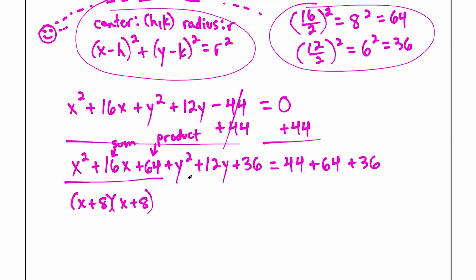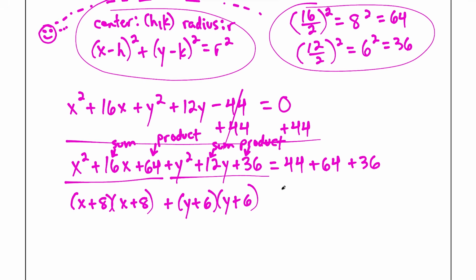And then next, I'm looking for two numbers that have a sum of 12. And the two numbers also have to have a product of 36. So the two numbers here would be 6 and 6 because 6 plus 6 is 12 and 6 times 6 is 36. So I have (y plus 6) times (y plus 6). Just be careful here. Make sure to write the plus sign between these two. A common mistake is students will just leave this sign out.